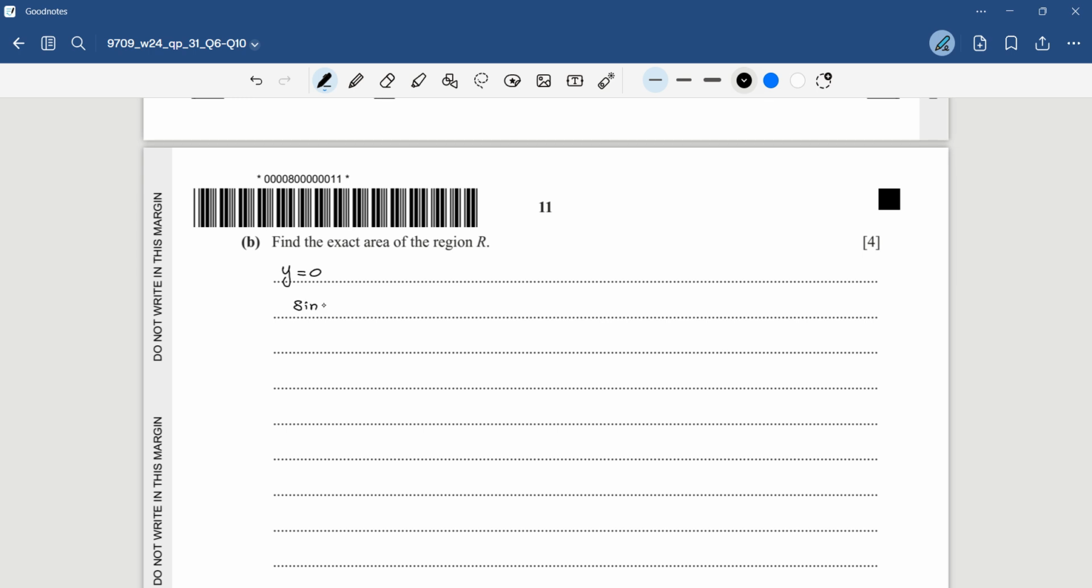So sine 2x times (1 plus sine 2x) is equivalent to 0. So sine 2x is equivalent to 0. If I set sine to 0, it's going to be 1, 2, and 3. So 2x can be 0, pi, or 2 pi. Therefore, my x can be 0, pi over 2, and pi. And for this case, my sine 2x equals negative 1.